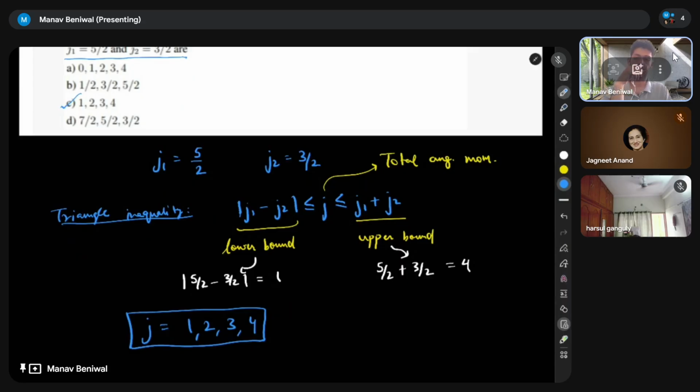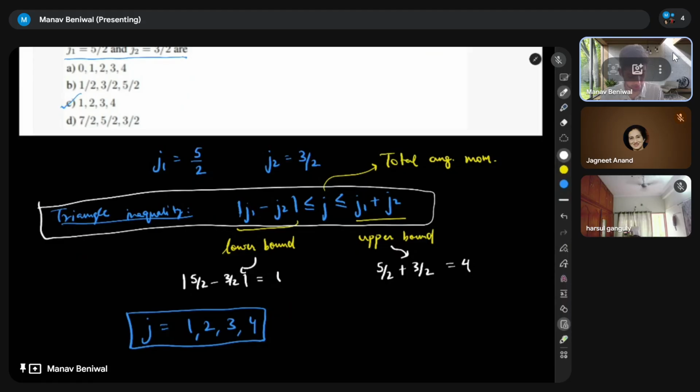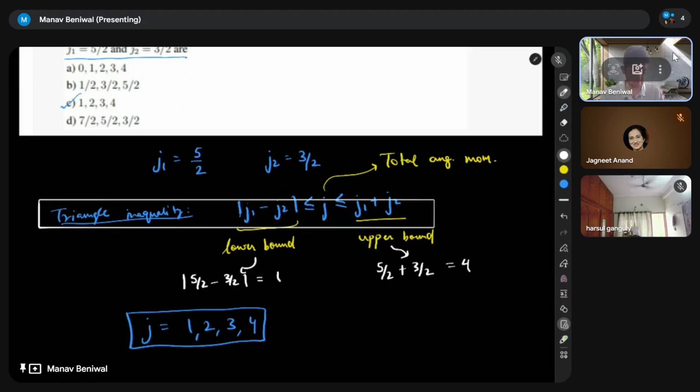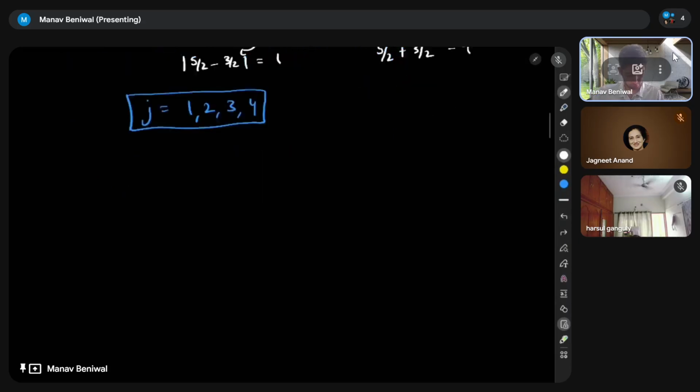Any doubts in this one? Okay, good. So just remember that this inequality gives us the bounds of our J. Okay, moving forward.